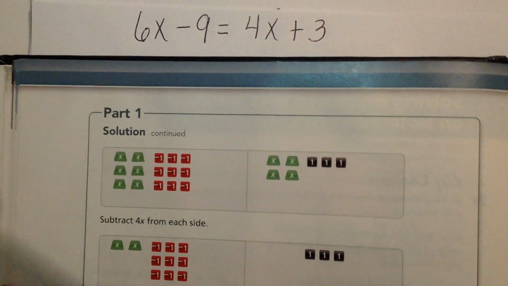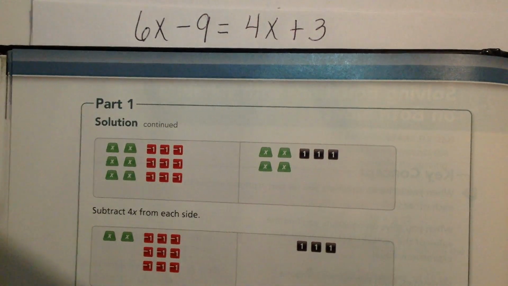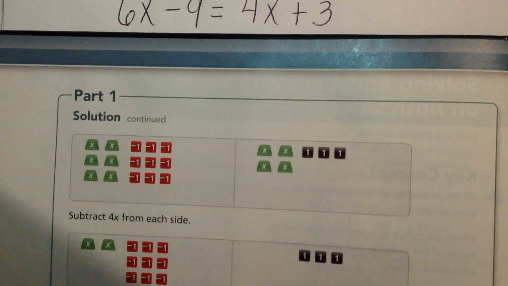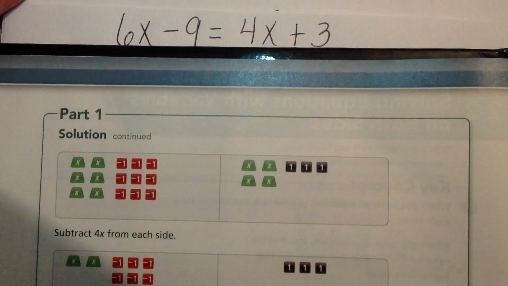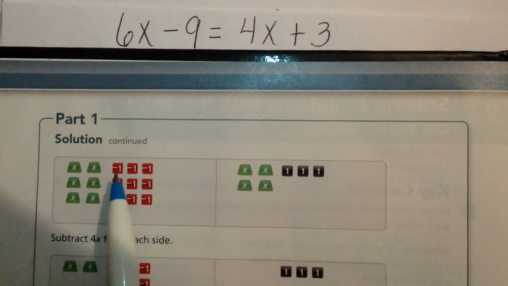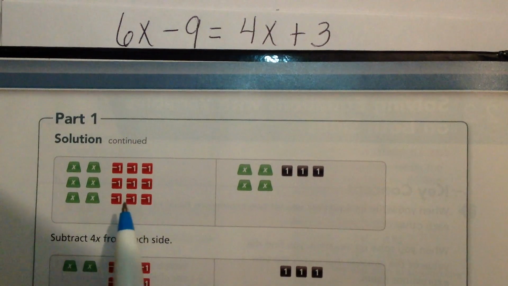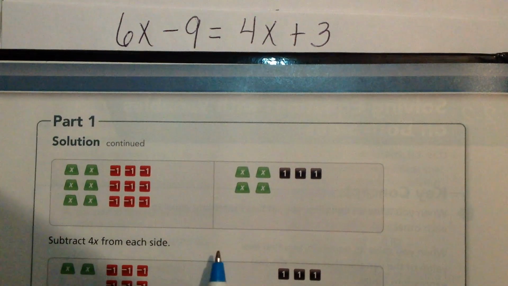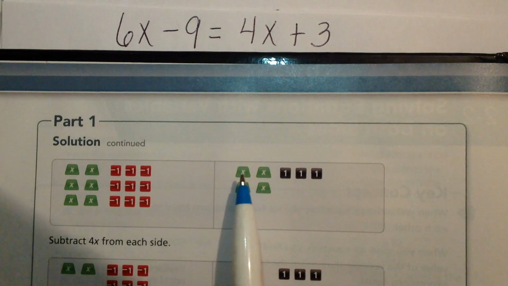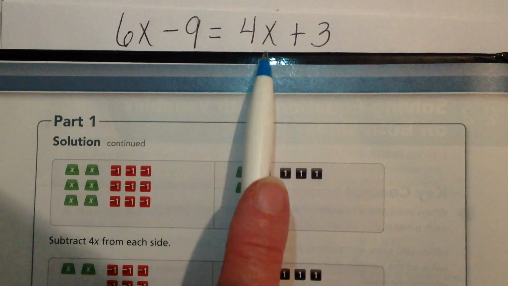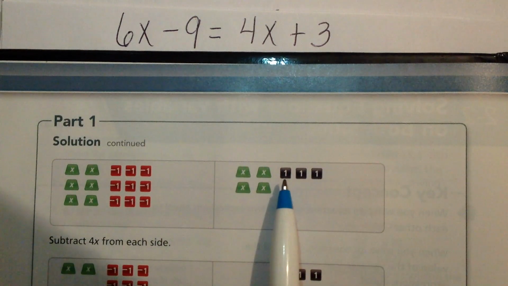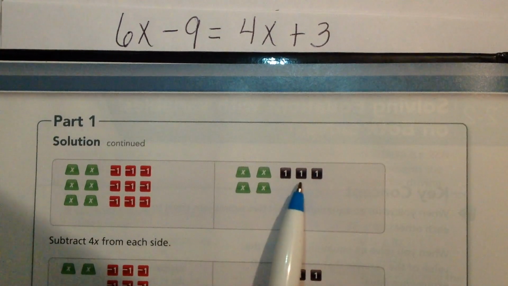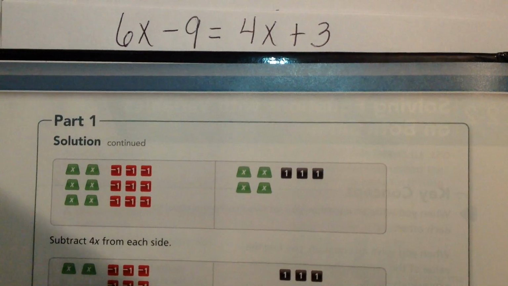To model positive 6x, notice that we have 6 green x's that model positive 6x. We have 9 red negative 1s that represent negative 9. I have my line that represents the equal sign. I have 4 green x's to represent 4x. And then I have 3 black ones representing positive 3. Positives are represented with black, negatives are represented with red.